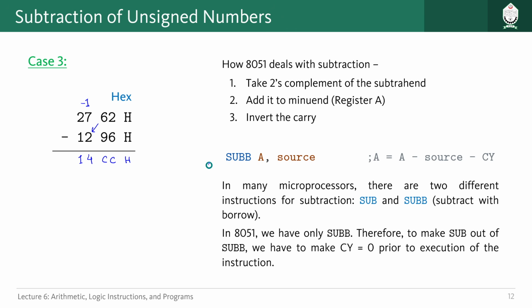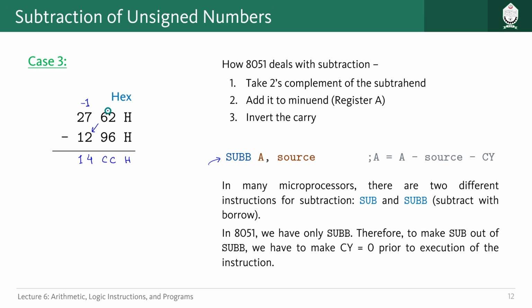Okay, so how is this actually dealt with in 8051? The instruction name is called SUBB. Okay, so this is the general syntax. So always, just like addition, A should be the destination and source can be anything. But generally in different microprocessors or computers, you will see there are two separate instructions, SUB and SUBB. SUB is without any kind of borrow, but whenever we are talking about SUBB, it has borrow. So it will take care of the borrow from the previous stage if there is any.